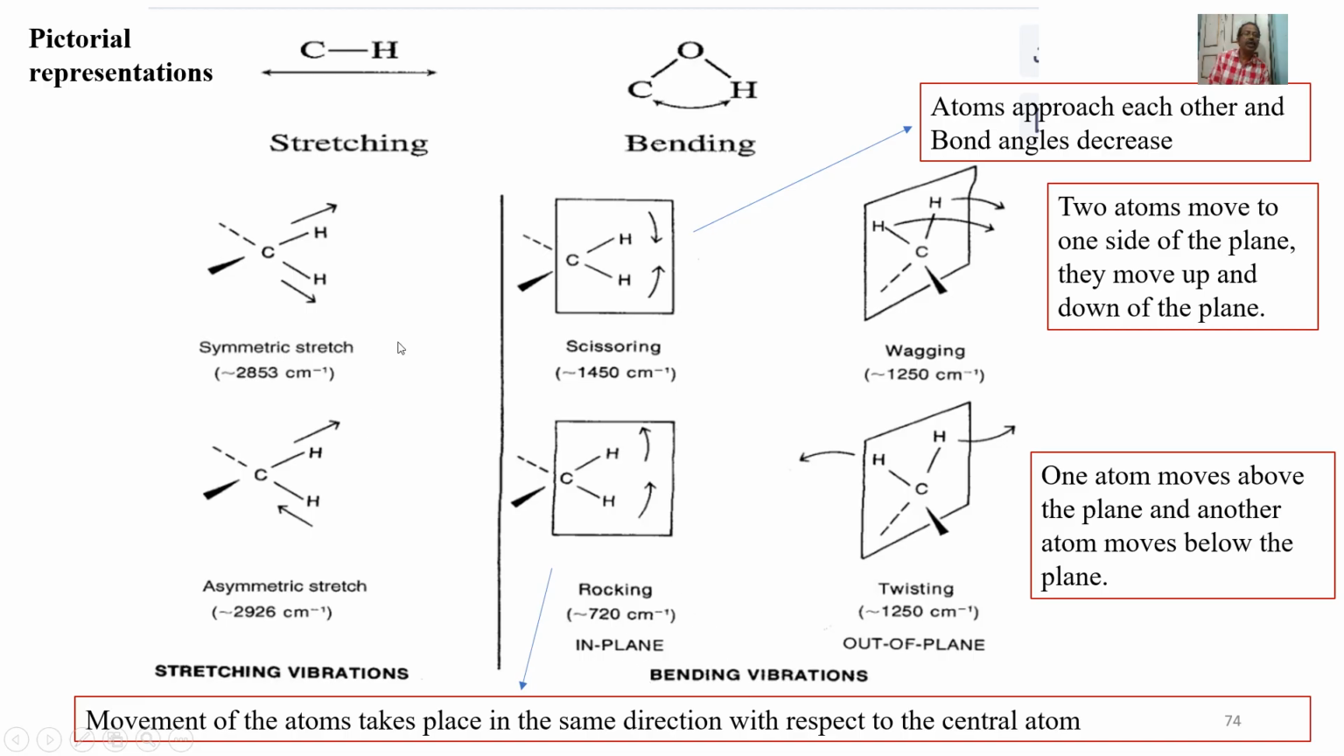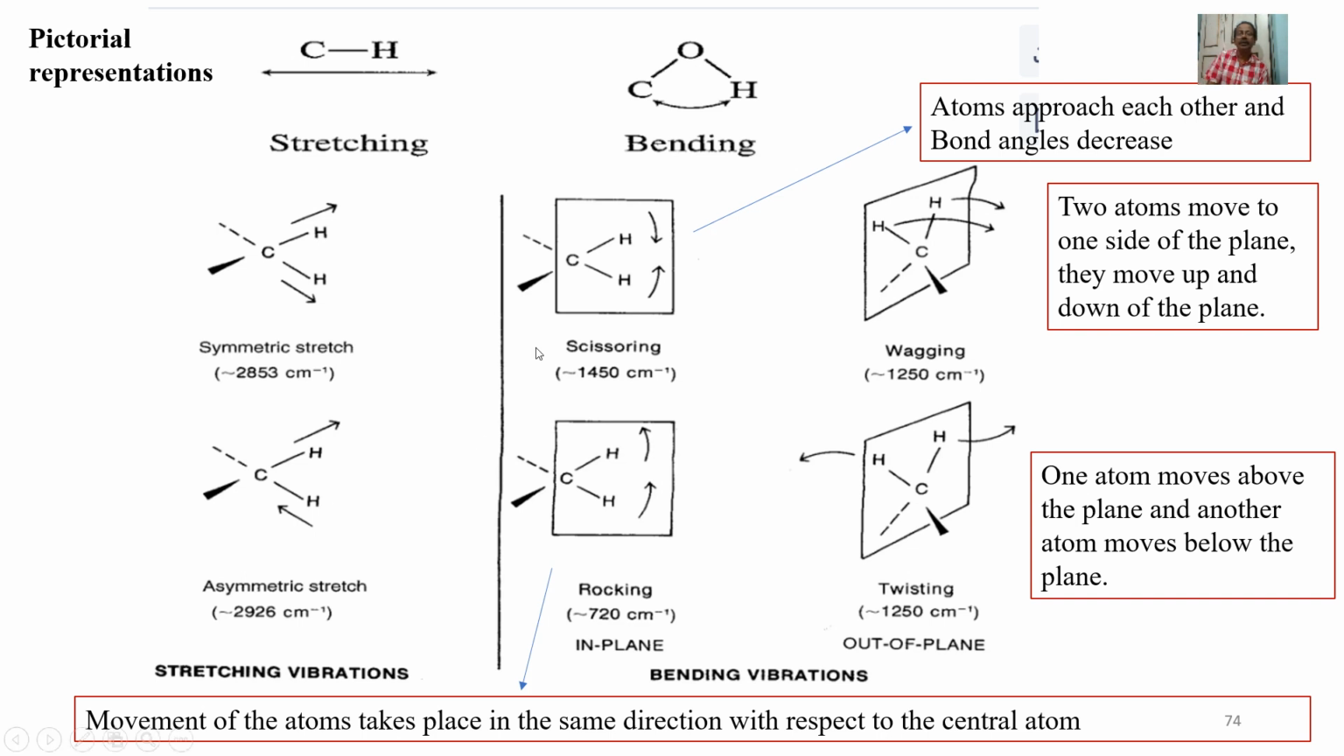As we discussed, this is about stretching. For example, stretching is nothing but two bonds stretch like this. So we have the elongated bonds. They stretch and they compress and they stretch like this. Asymmetric stretch is one bond will stretch in this direction, another bond will stretch in the opposite direction. However, there is a change in internuclear distance, bond distance. So, we call this stretching. That is, movement of the atoms takes place in the same direction with respect to the central atom.